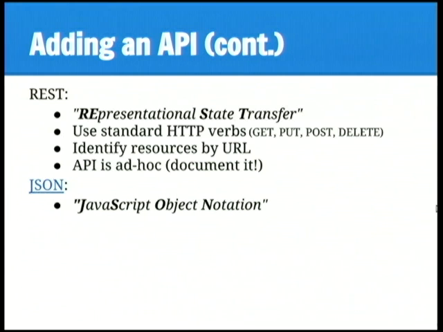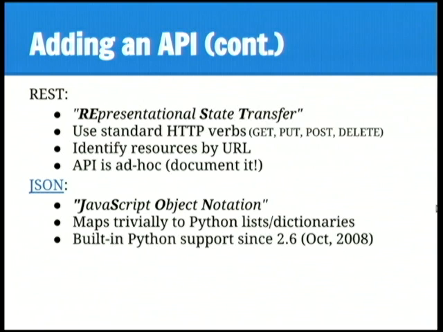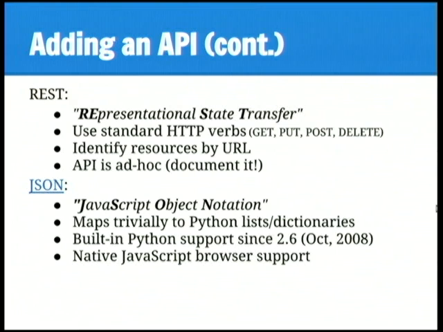JSON, JavaScript object notation, maps very nicely to Python lists and dictionaries. I say JSON versus XML. It has built-in Python support and has since 2.6. That's almost 4 years old now. And a very nice feature with JSON is that if that is your API, then it means it is easy to integrate into the client using JavaScript, right?